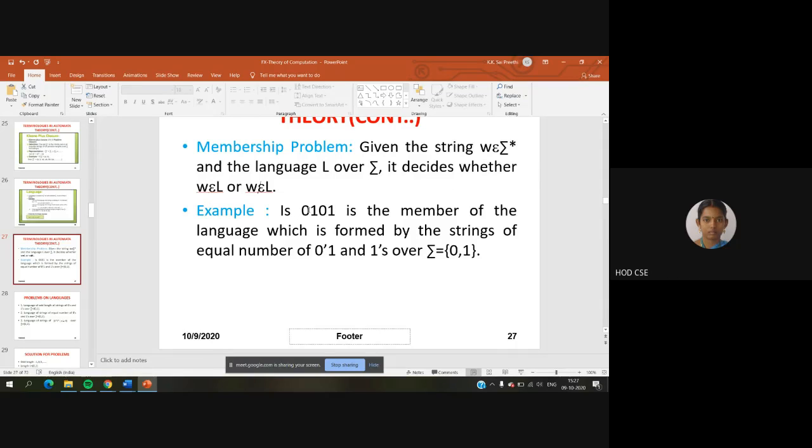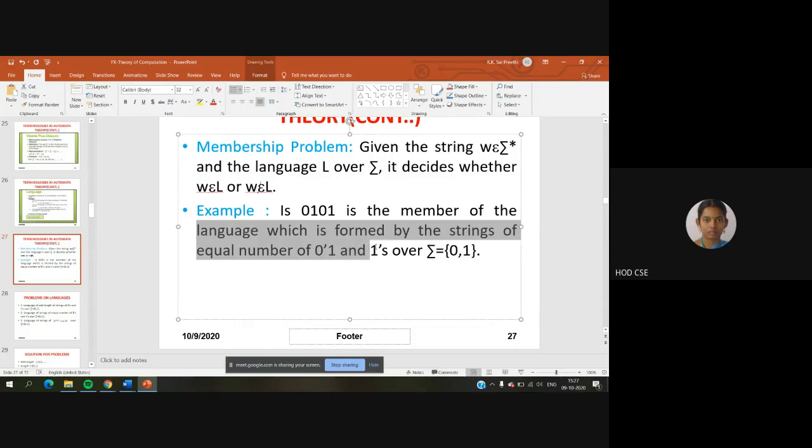For example, if the alphabet is 0 and 1, then 0101 is definitely a string of sigma closure. Sometimes we check whether 0101 is a member of the language formed by strings with an equal number of zeros and ones. So the constraint of the language is strings of equal number of zeros and ones. You check whether 0101 has an equal number of 0s and 1s. Yes, so it is a member of that language. Is it clear?